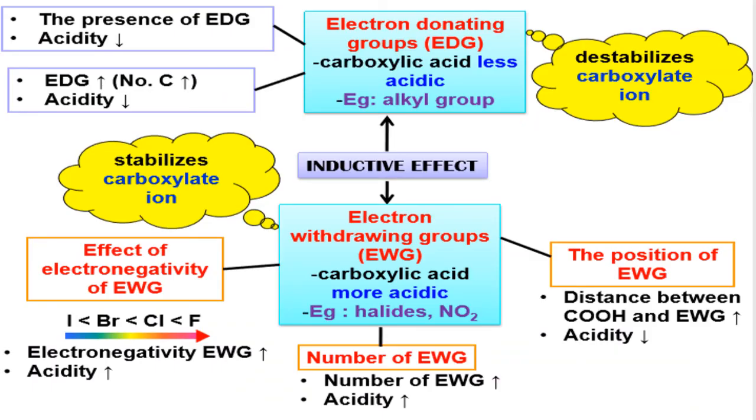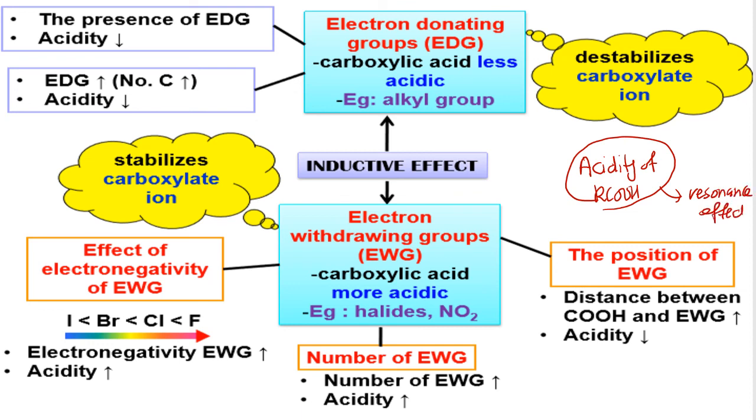Okay, jadi in conclusion, kalau kita cerita tentang acidity of carboxylic acid, okay, so mula-mula tadi kita cerita tentang resonance effect. Okay, so resonance effect yang mana yang awak compare between carboxylic acid, phenol, water and alcohol. Yang kedua, kita cerita tentang inductive effect. So kalau inductive effect, kita kena tengok, okay, kalau kita cerita, adakah kita akan cerita tentang electron donating group ataupun electron withdrawing group.